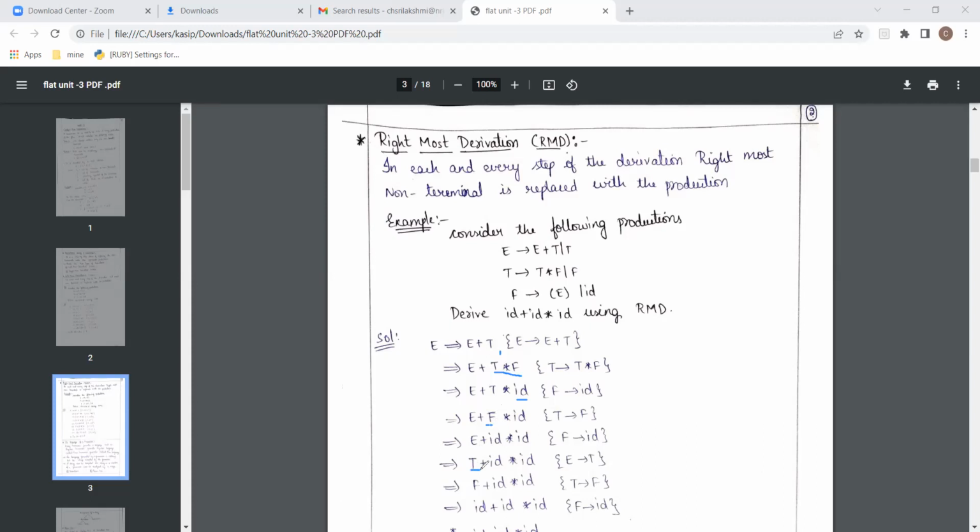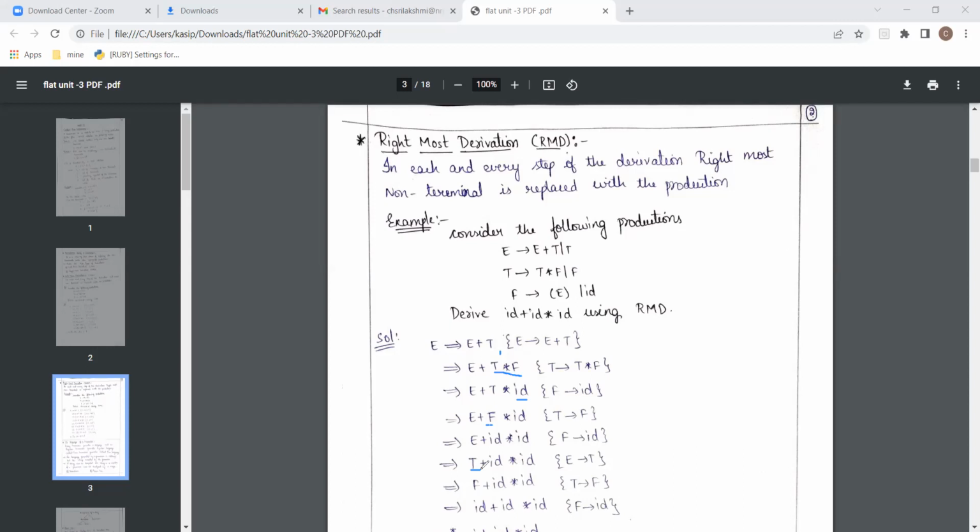Why can't you substitute E plus T? Yes, you can substitute, but the productions will be complicated again. You have to reduce more. So in this ID plus ID into ID that you have to take, for that, what are the minimum number of productions you have to take? You can take that minimum number of productions.